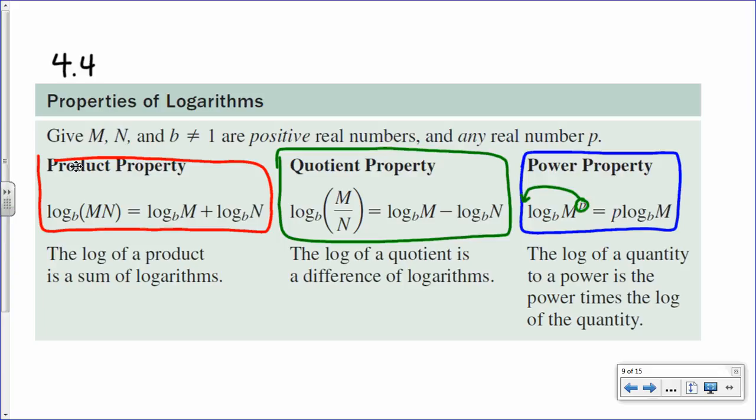No, you will not have to know the names of them, but we have to use them. On the last one, if there's an exponent up here, this power property says you can pull that exponent out front. So this little p gets pulled out front to be multiplied.